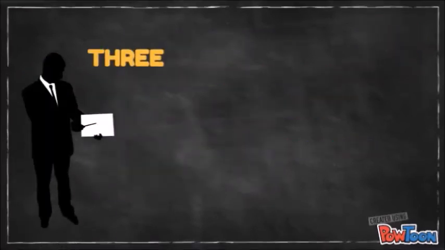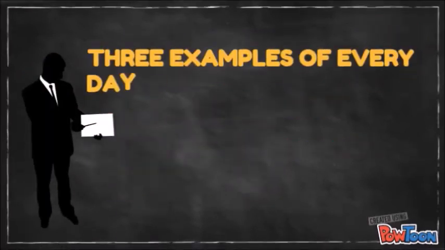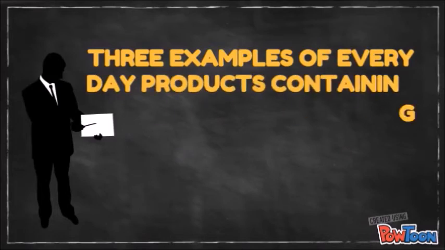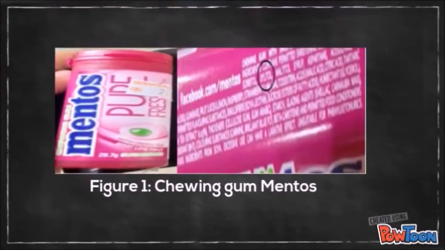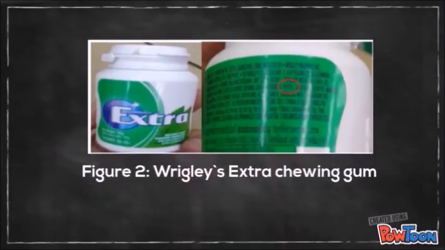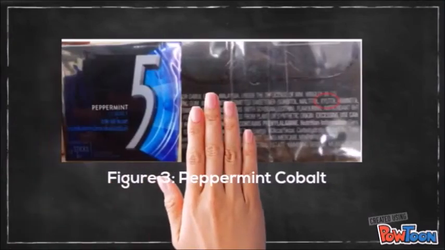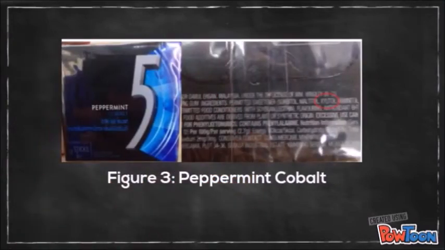Next, we would like to present 3 examples of everyday products containing xylitol that we found in the supermarket, the real ones. First, you can see the ingredients for the chewing gum Mentos, xylitol, and then Wrigley's Extra chewing gum. There's the circle with the red color labeling xylitol, and the last one is Peppermint Cobalt, also labeled xylitol. Okay, that's all from me. Thank you.